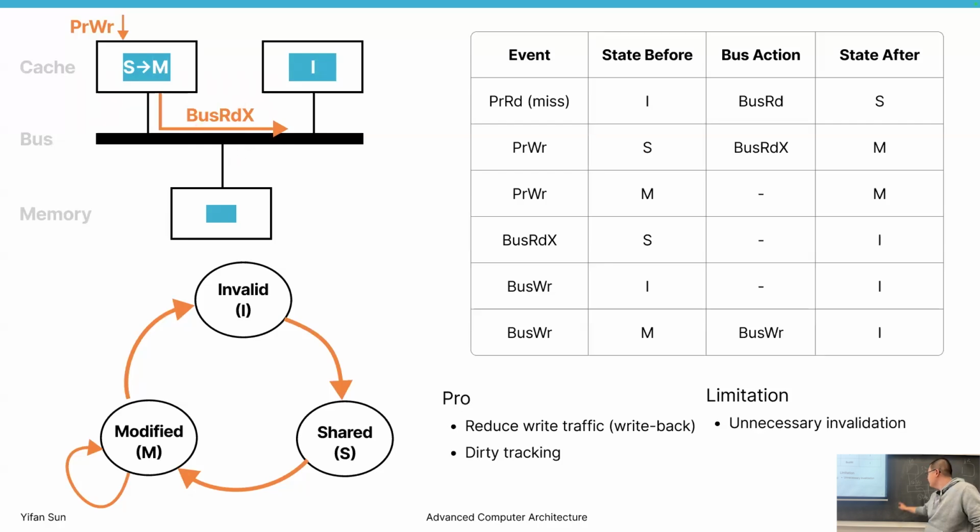I still need to wait for the other one to tell me, oh, I don't have it, right? This one still needs the other one to say, I don't have it. I don't need to do anything. Then this write can happen. Okay, so at least the limitation, I wouldn't say it's a con. When you say pro and con, you need to say what you're comparing against. The limitation is we have this unnecessary invalidation.